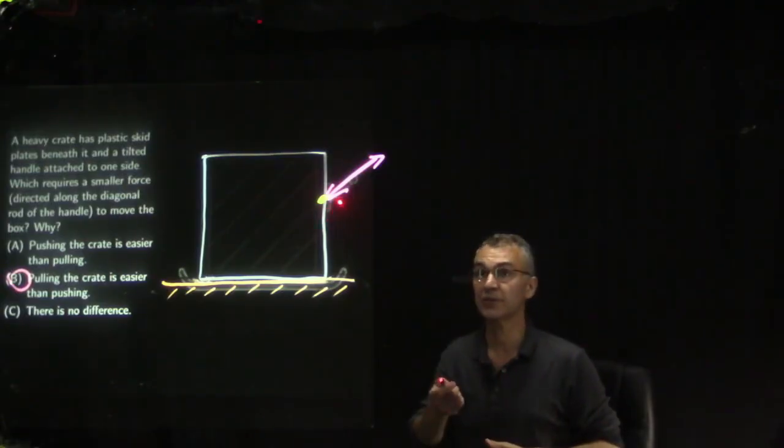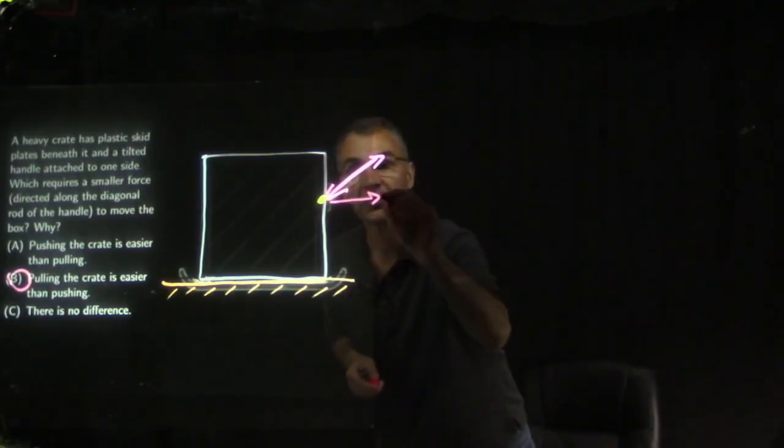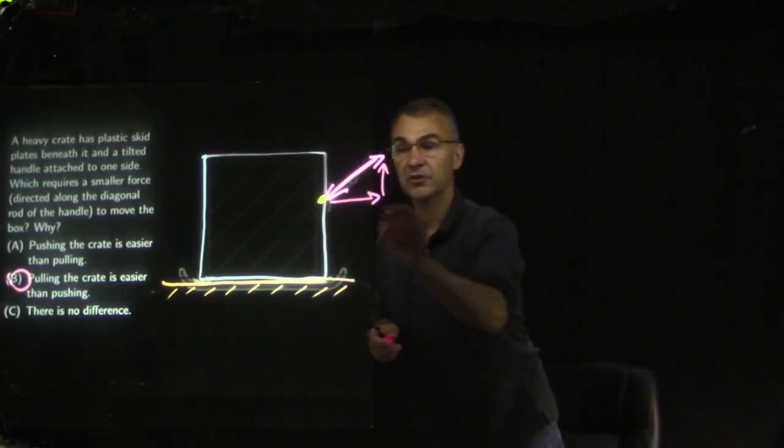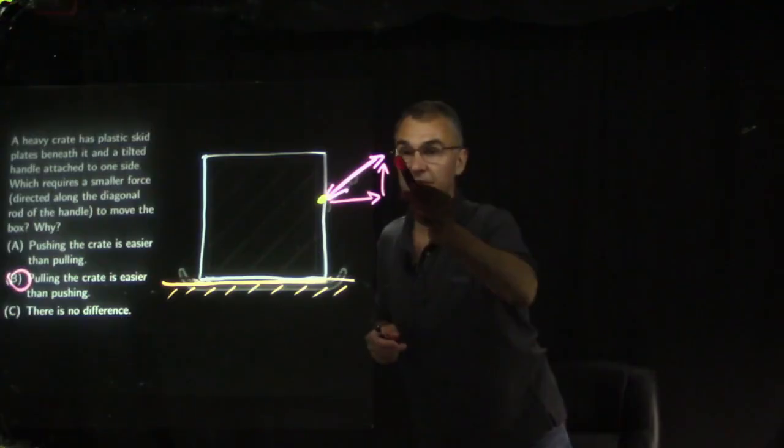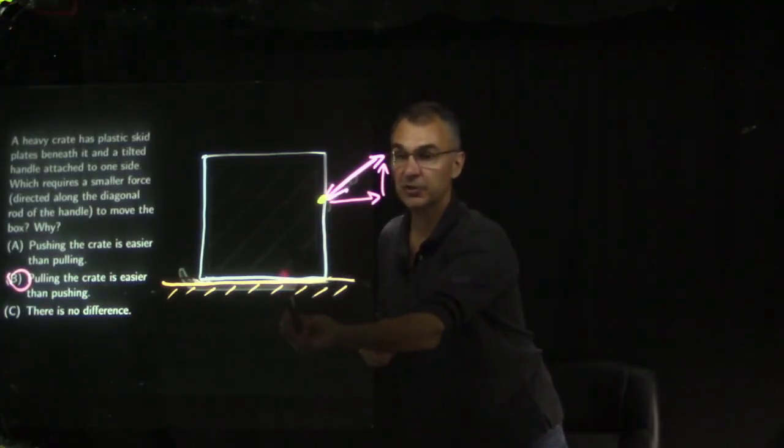But I think pulling will be easier than pushing, because if you take this force and decompose it into components, this horizontal component is going to counteract friction to make the box move. This vertical component essentially is going to reduce the necessary normal force by the floor, so that will tend to reduce friction.